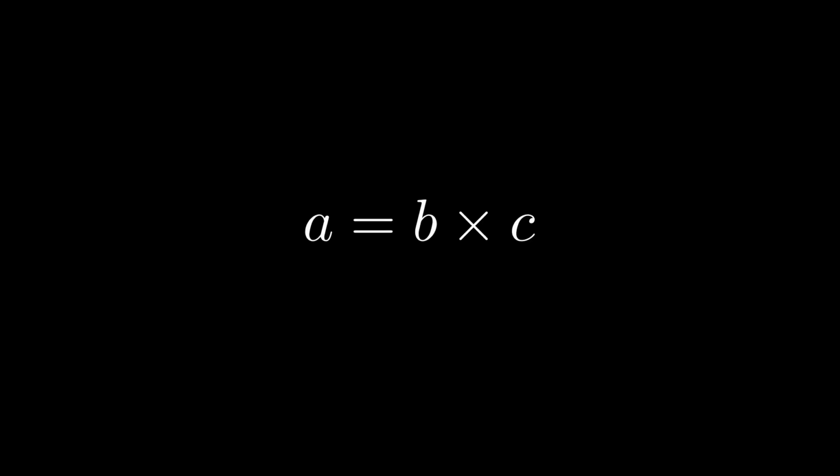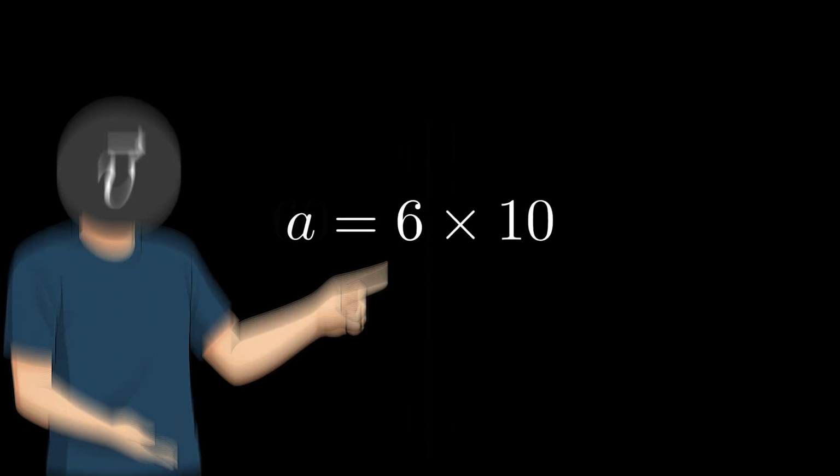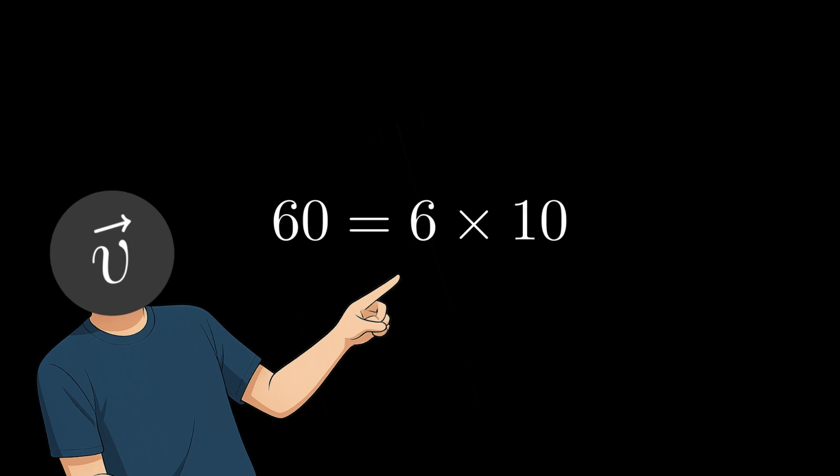Let's start with a basic math equation. A equals B times C. Say we set B to 6 and C to 10. Then A becomes 60. Easy. 60 equals 6 times 10.